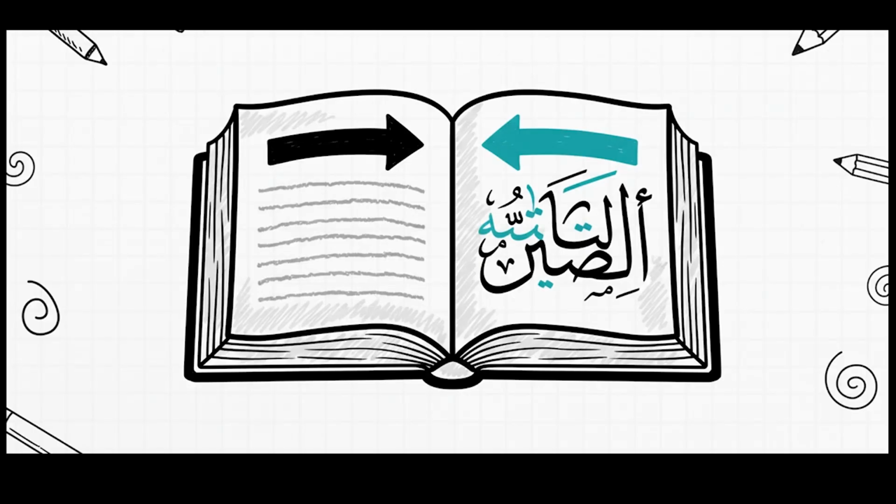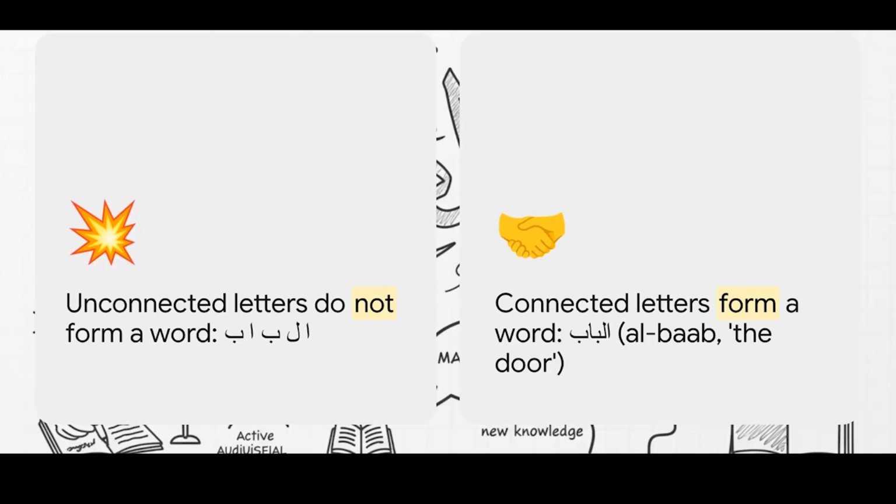First up, and this is the big one, Arabic is written and read from right to left. Yeah, the opposite of English. That means books open from what you'd think of as the back. It feels a little weird for maybe a day or two, but trust me, your brain adjusts way faster than you'd think. Okay, on to the second key idea.